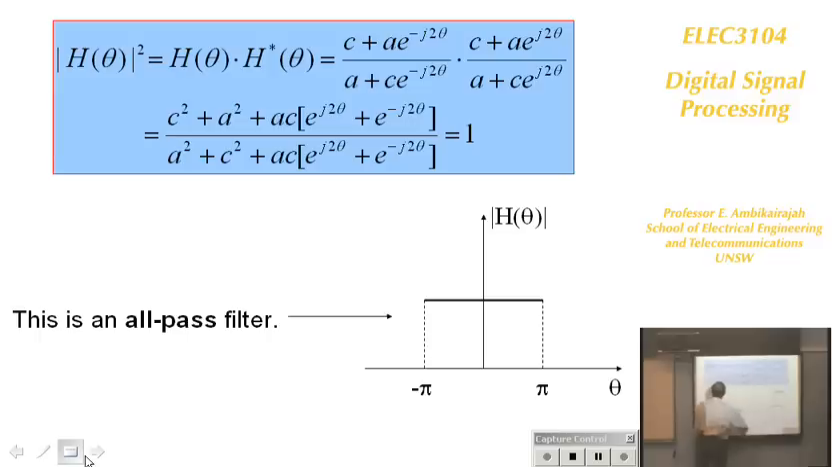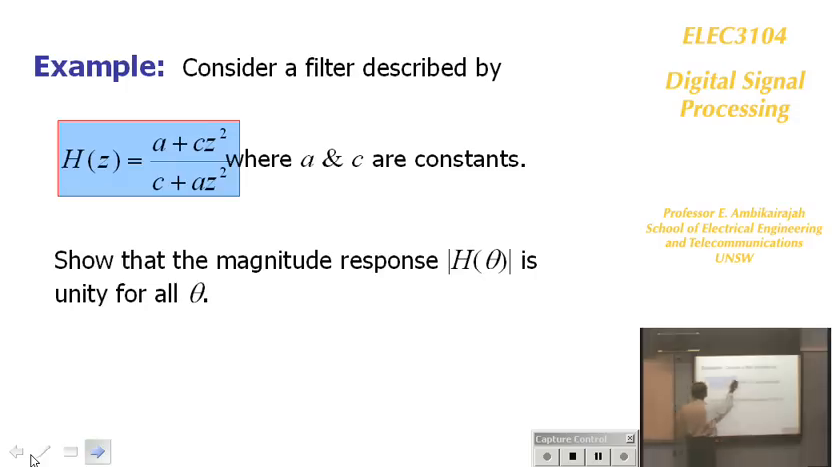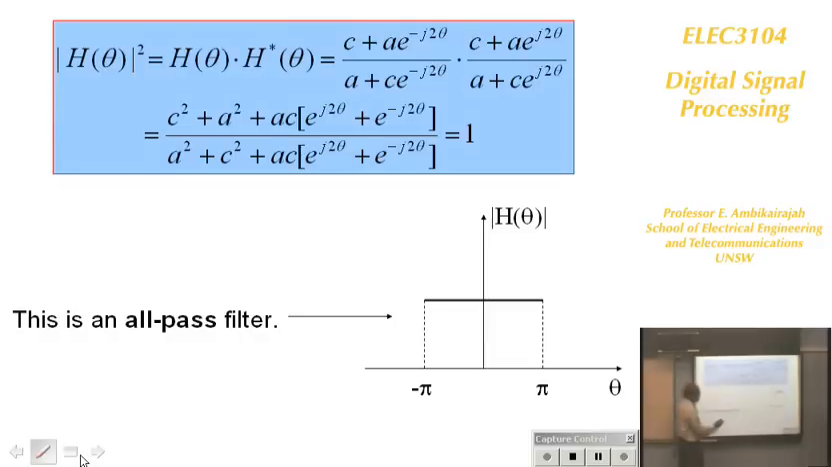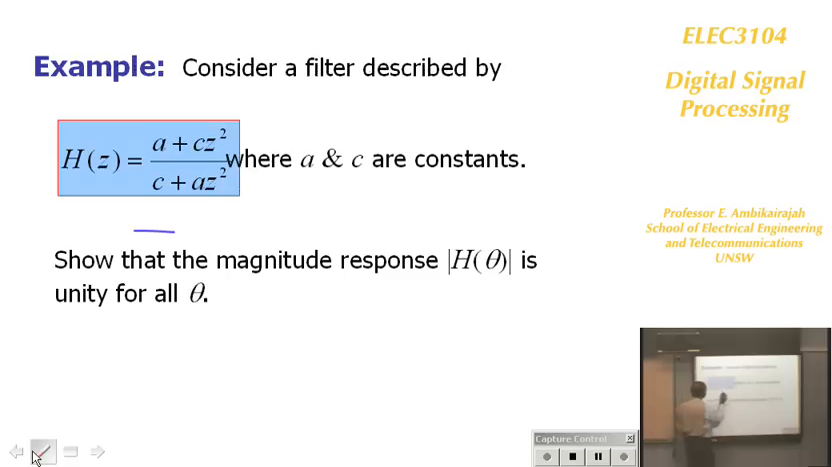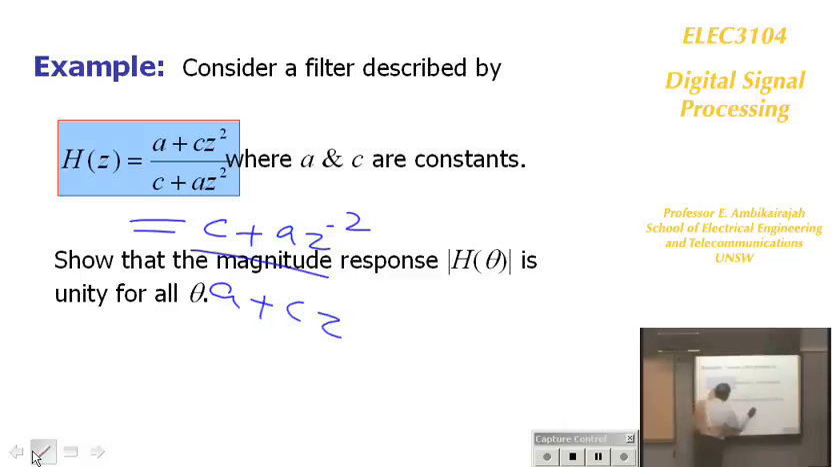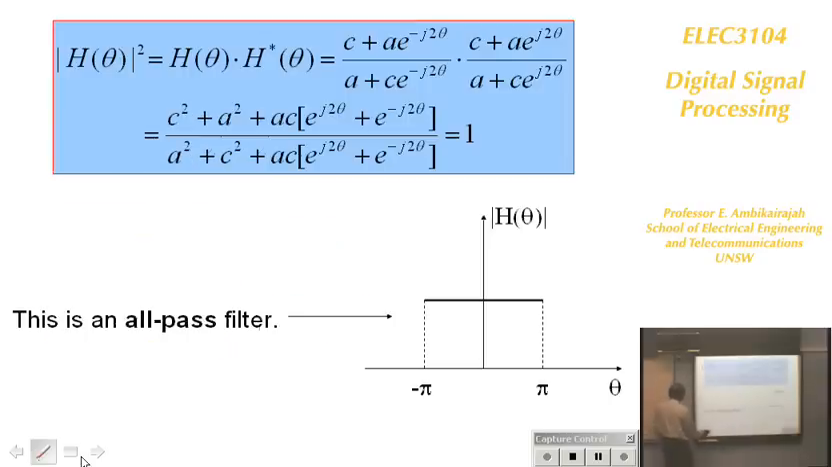So I go back again to the same principle: I like to calculate mod H theta squared. I first find H theta and its conjugate. For H theta, you substitute z equal to e to the j theta. Don't forget to rationalize this: make it as (p plus z to the minus 2) divided by (1 plus p z to the minus 2). Make the transfer function like that before you substitute z equal to e to the j theta. Alright? So once you have done that, you substitute, and that's your H theta.